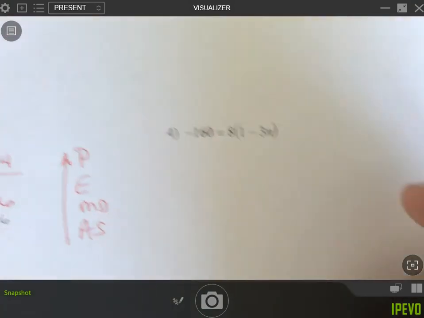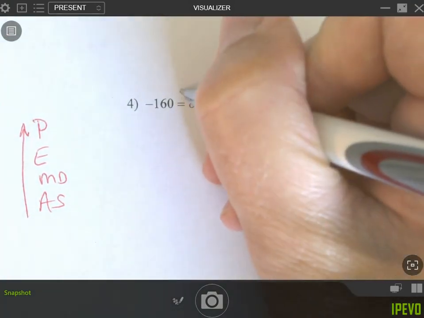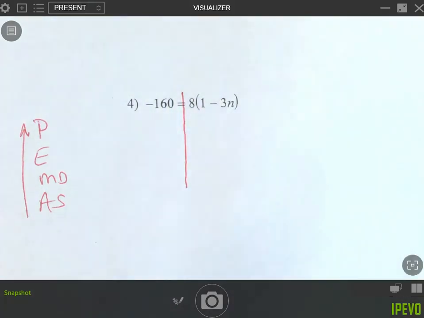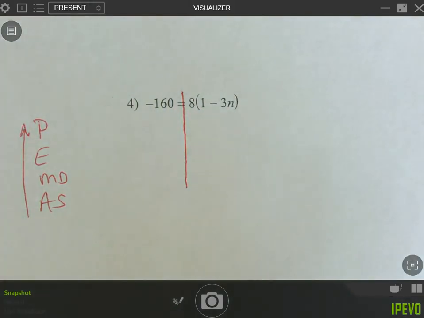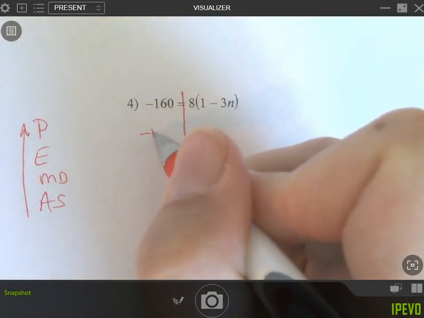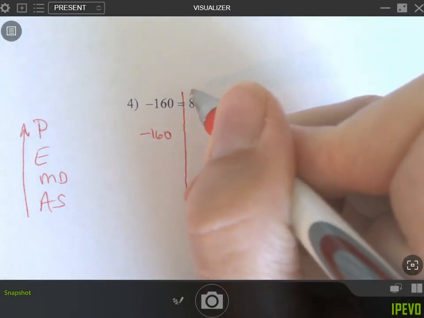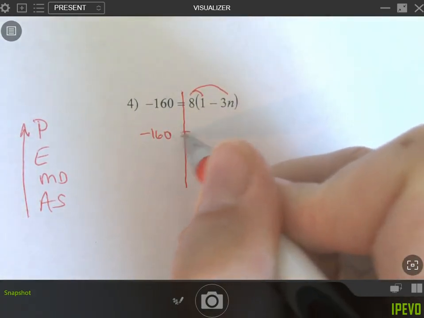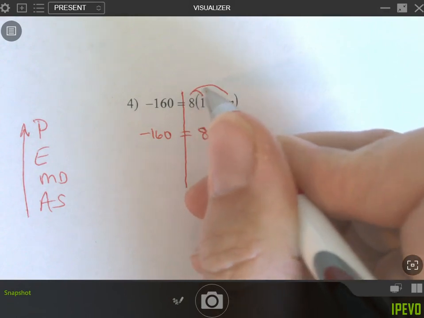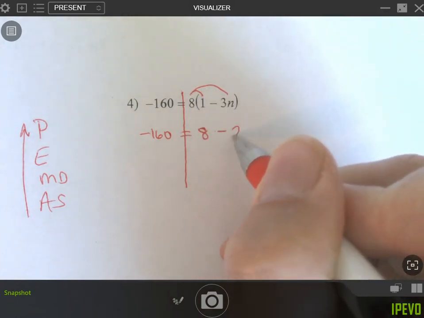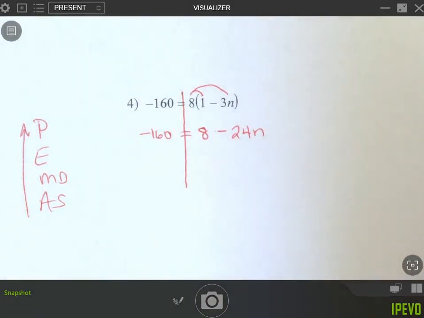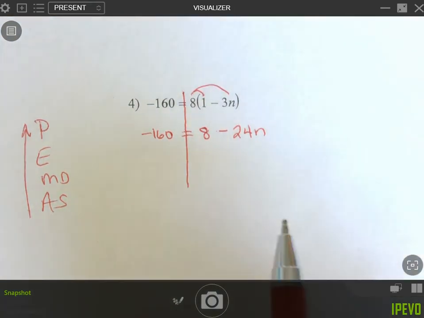All right, so I'm going to draw my line. Do you have to draw this line? No, but I think it helps to separate when you have a lot of things going on. The negative 160 is going to stay. I'm going to distribute that 8. So I end up with 8 times 1, and then a positive times negative is going to be a negative 24n. All right, with that in mind, always focus on that n.